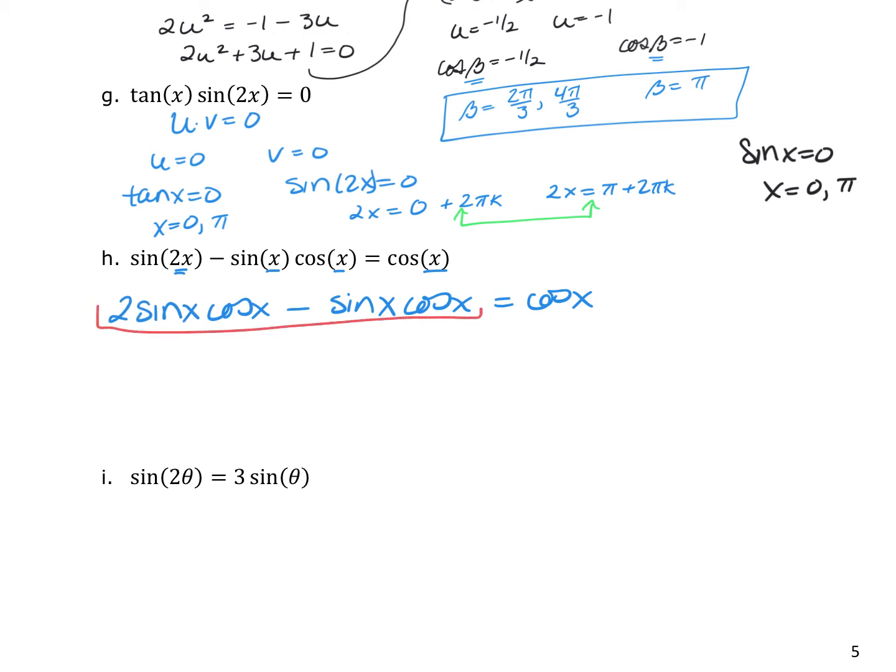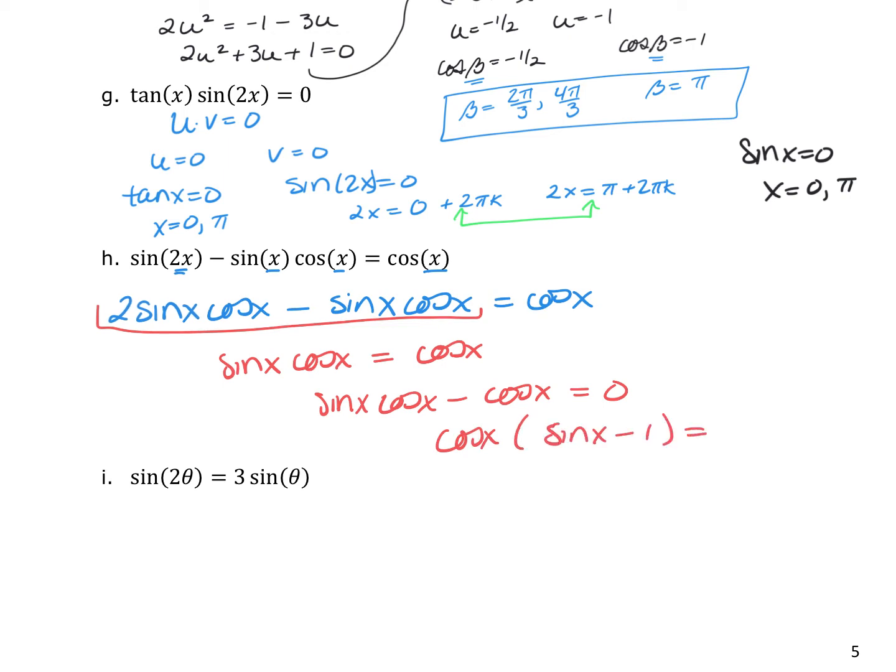But I absolutely can combine these two up. When I do that, I'm going to get the sine of x, cosine of x, is equal to the cosine of x. Again, I am not going to divide each side by the cosine of x because I am losing a solution every time I do that. So what I will do is move the cosine of x to the left-hand side. Sine of x, cosine of x, minus the cosine of x is equal to 0. Now I'm going to factor out the cosine of x. Cosine of x, the sine of x minus 1 is equal to 0.